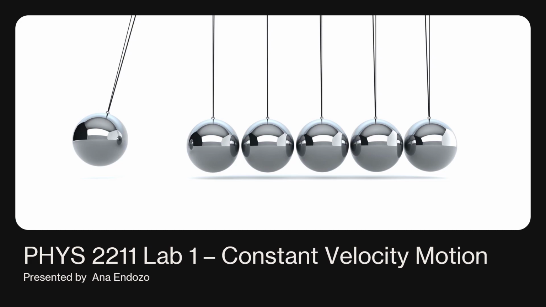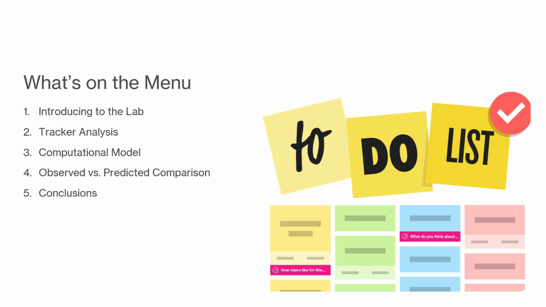My name is Anna Ndozo, and this is my Physics 2211 Lab 1. This video is about constant velocity motion. I'm going to be talking about the lab, tracker analysis, a computational model, observed versus predicted comparison, and some conclusions.